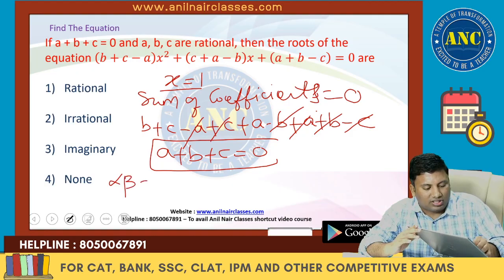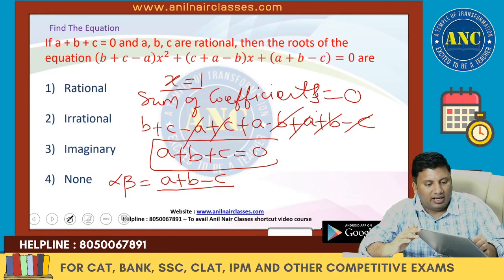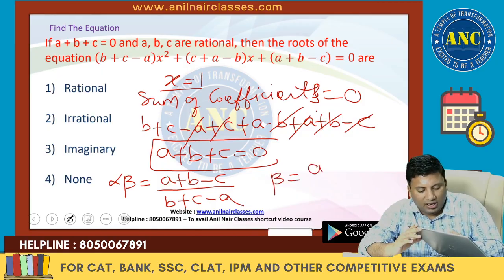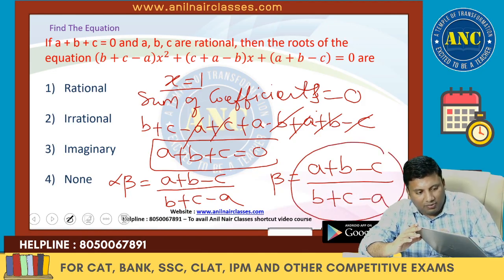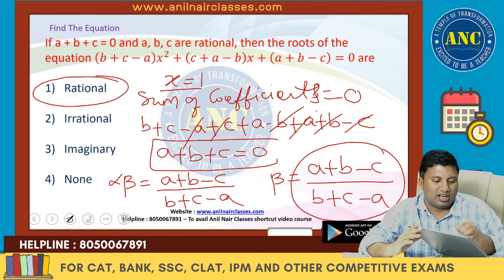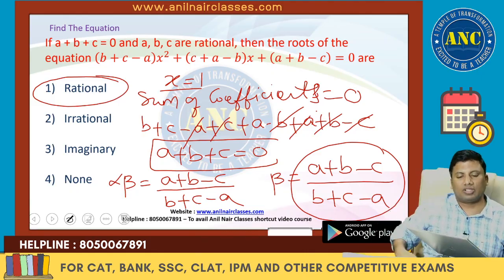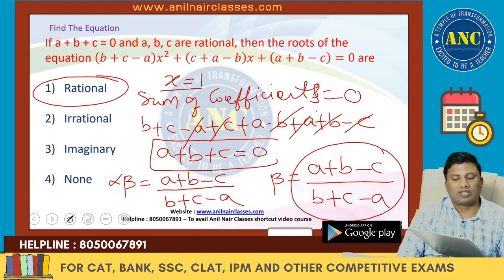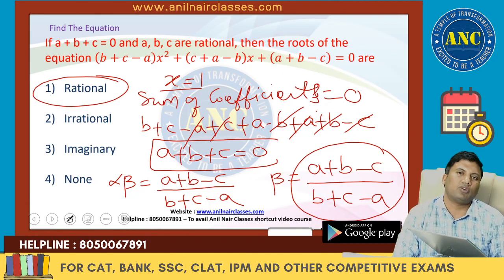Sum of the coefficients, it is 0. Product of the roots is nothing but a plus b minus c divided by b plus c minus a. If one root is 1, another root will be a plus b minus c by b plus c minus a. This is of the form rational. The answer is rational. This method, try to use, sir. I hope the idea is clear. If the sum of the coefficients is equivalent to 0, one root will become 1.